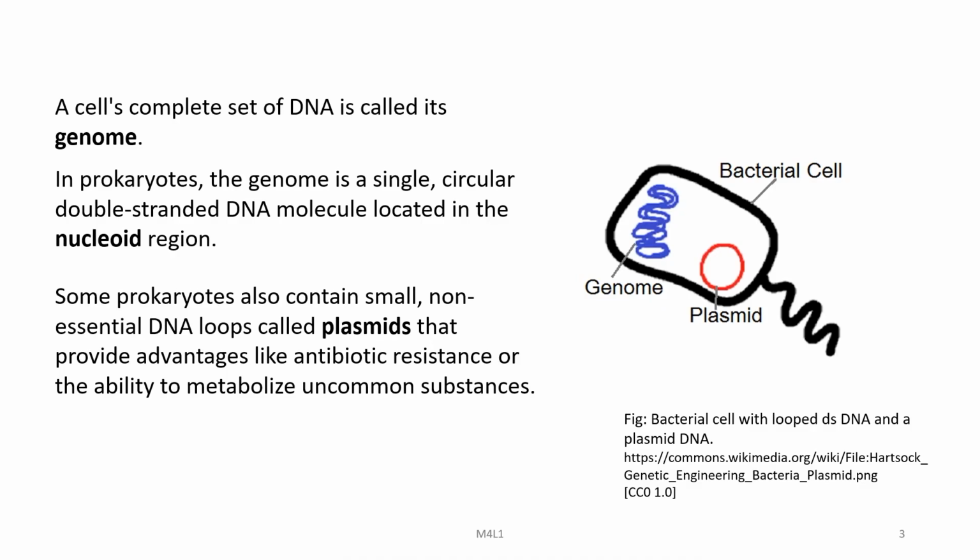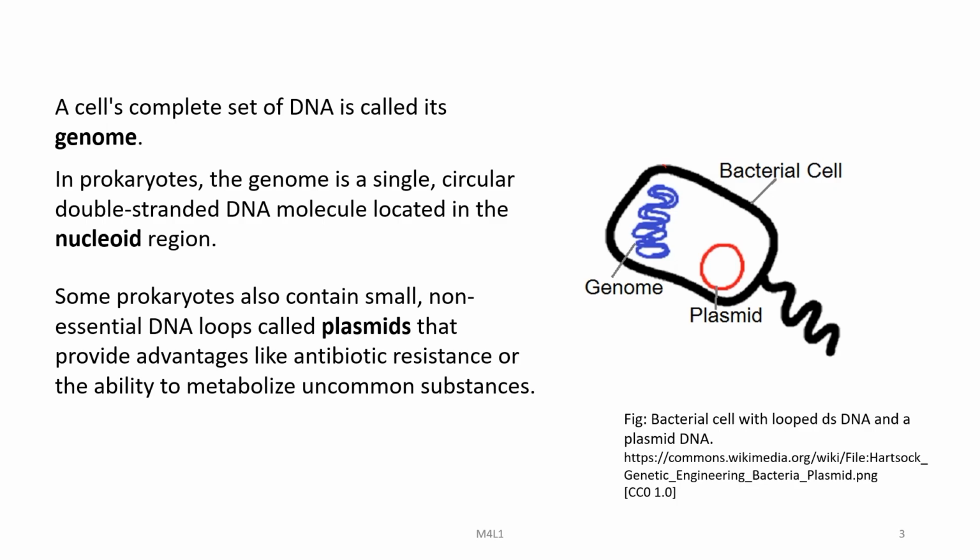So, let us first once again revisit the concept of genome. You already know that a cell's complete set of DNA is called its genome. In prokaryotes, the genome is a single circular double-stranded DNA, and this is located in a region which is known as the nucleoid, because prokaryotes do not have a well-defined nucleus.